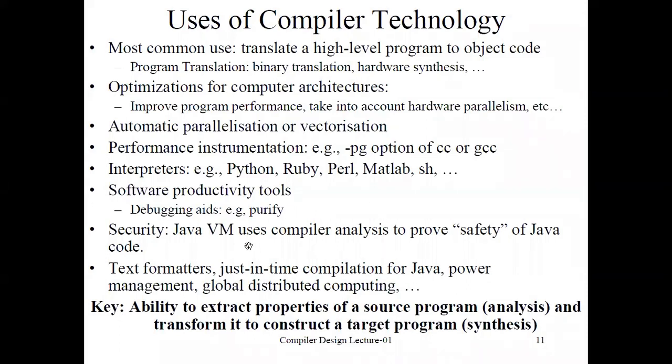Finally, the key of compiler technology is the ability to extract properties of a source program, that is the analysis phase, and transform it to construct a target program, that is the synthesis phase. The analysis phase consists of the first three phases, and the synthesis phase consists of the last three phases.